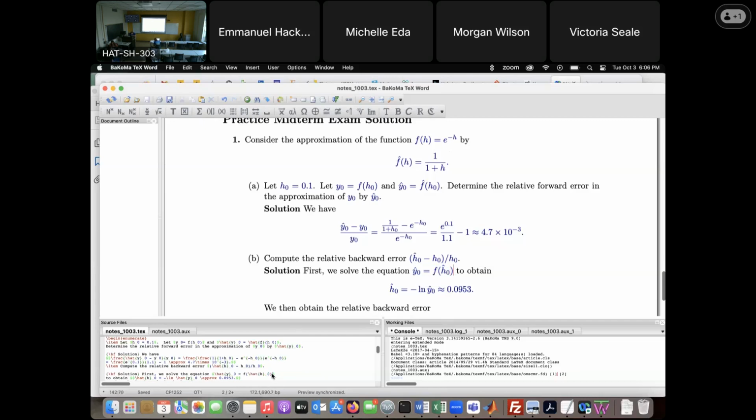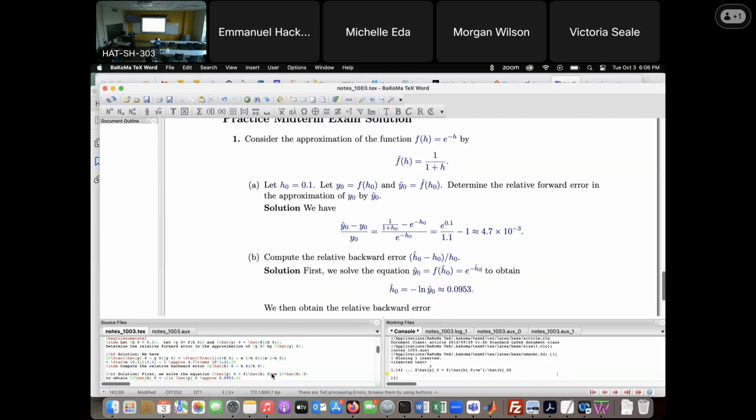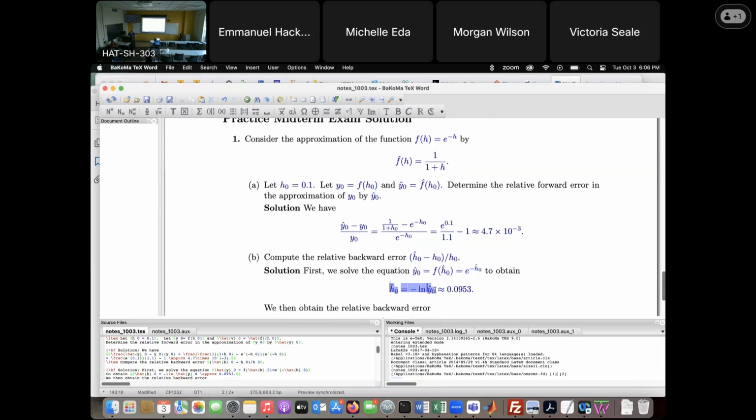So in this case, y naught hat is e to the minus h naught hat. I'm solving y naught hat is equal to this. Just algebraically, this is what you get. Remember, h naught is 0.1. h naught hat is pretty close to 0.1. That's something to keep in mind: your h naught hat should be approximately equal to h naught. If it's not, then something went wrong.